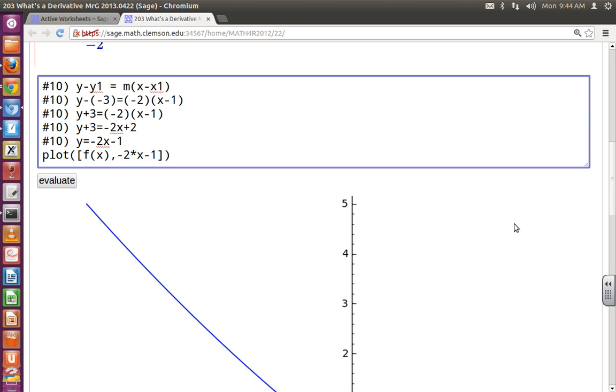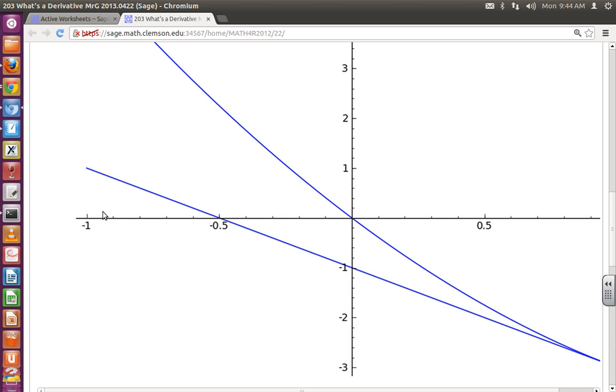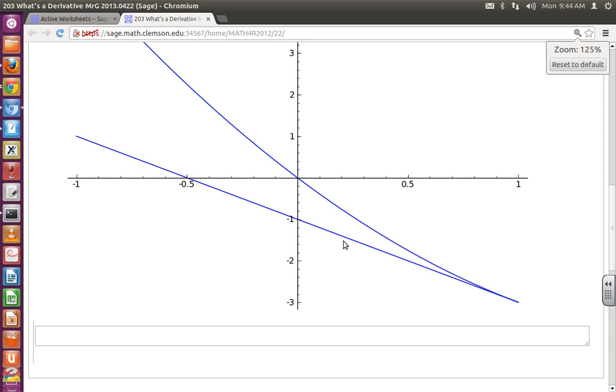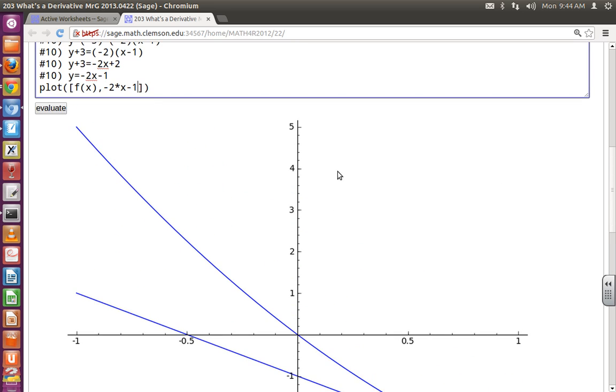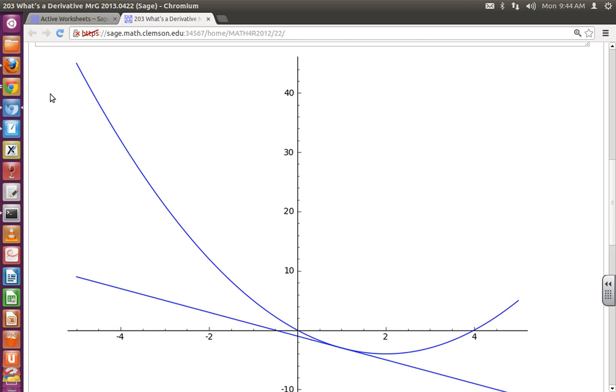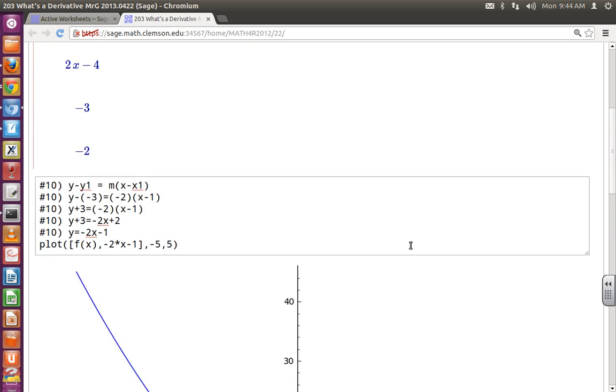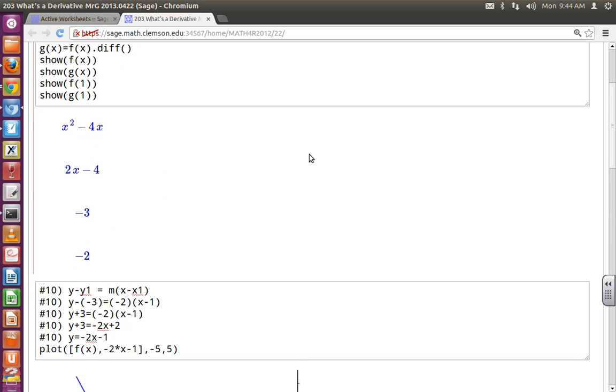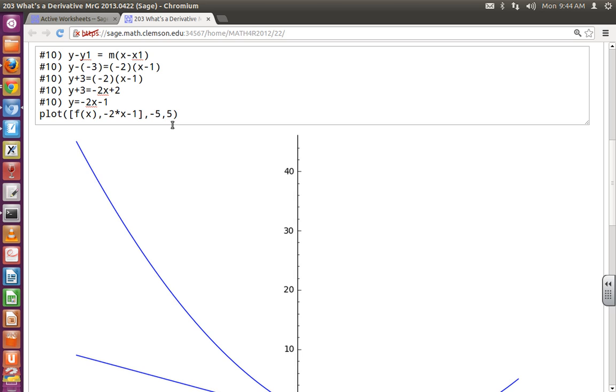All right. How about this? Remember, if you don't tell it what x min, x max you want, it defaults to an x min of -1 and an x max of +1, right? Let's change that just to see more of the graph. Comma, -5, comma, +5. How about that? Ready? So you still get a parabola, right? Because remember, f of x is x squared minus 4x, a parabola. And you still get a line, because -2x minus 1 is mx plus b form, isn't it?